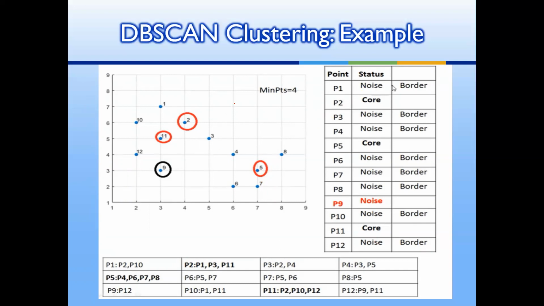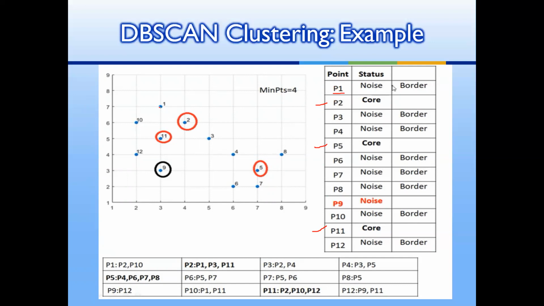So here for P1, now we know that P2 is the core point, right? There is no issue. Then P5 is the core point, and also my P11 is the core point. Now we will check for the other points. So first is the P1. So we will check whether P1 can be converted into the border point.